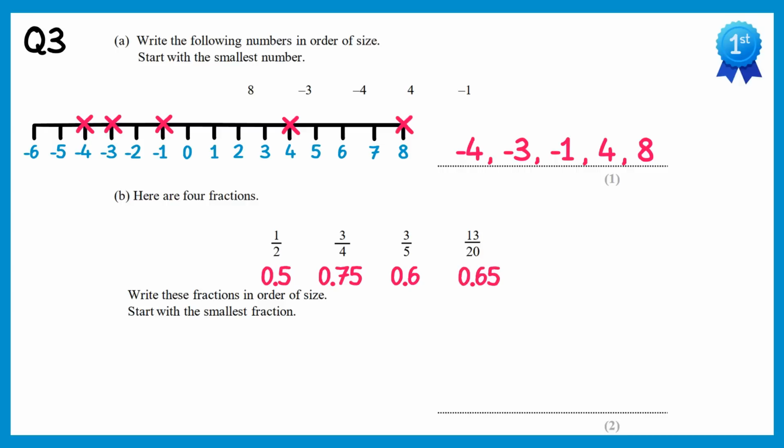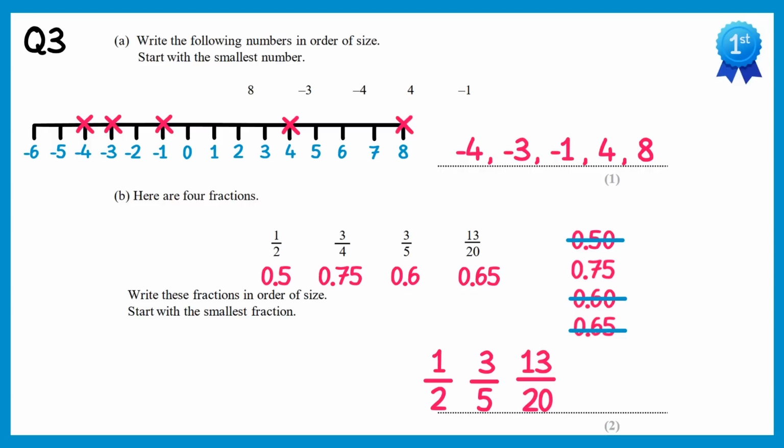Now if we take these numbers and write them vertically, we can fill in any gaps with zeros. It then becomes really easy to compare the order. So the smallest one is 0.5, that was 1/2. Then it's 0.6, that was 3/5. Then 0.65, that was 13 out of 20. And finally 0.75, which was 3/4.